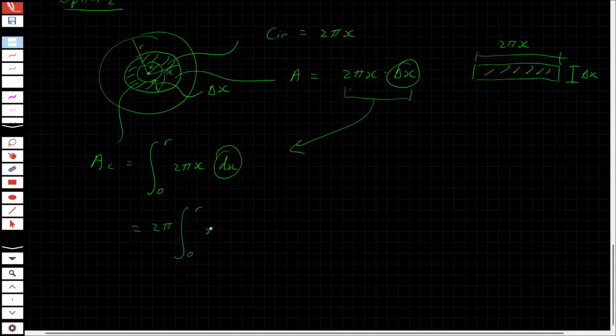You can take the constant outside the integral and integrate x, which becomes x squared on 2. Then evaluate this at the limits.